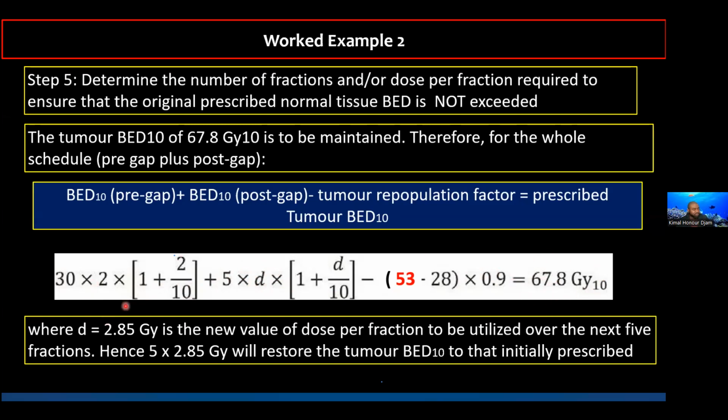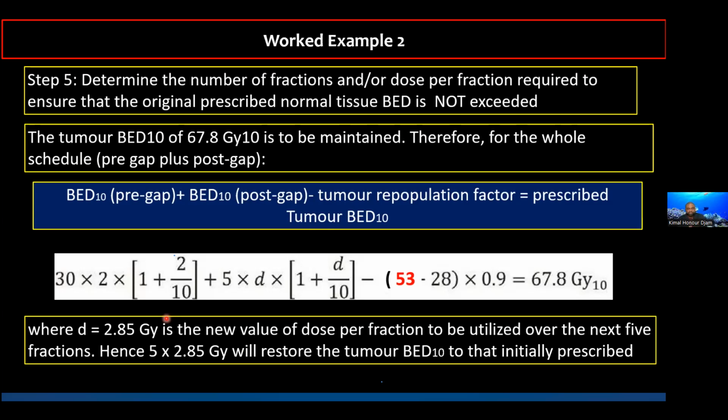And when we calculate the value of D, the new fraction dose is 2.85 gray. What that means is if we add 5 days to the end of treatment, you will have 5 times 2.5 grays. This is what will be required to restore the original BED.